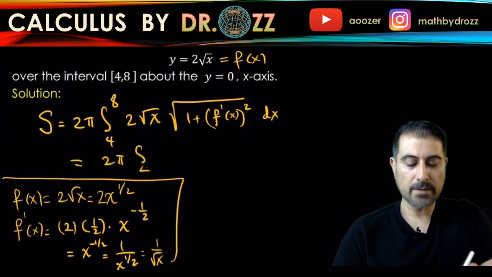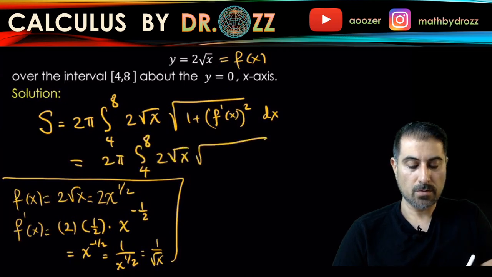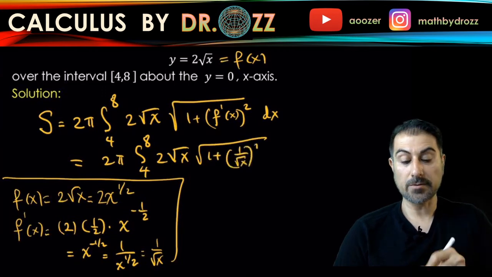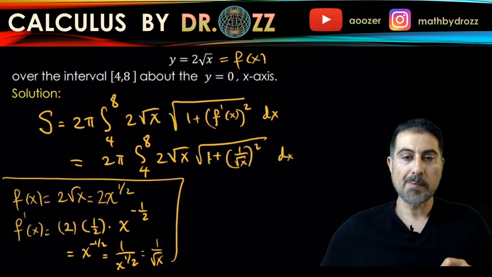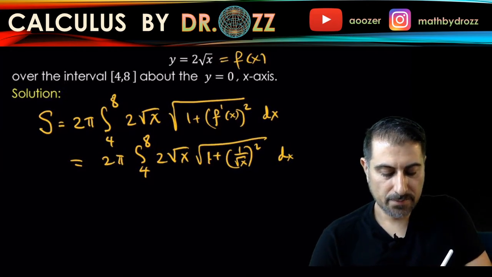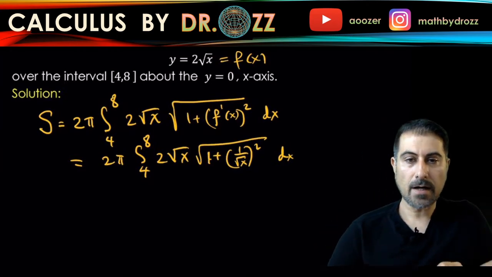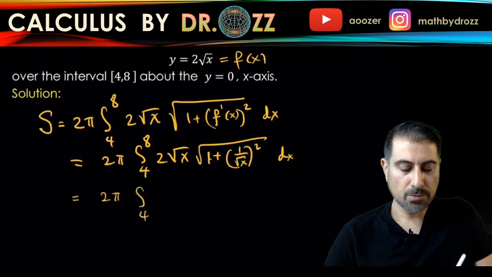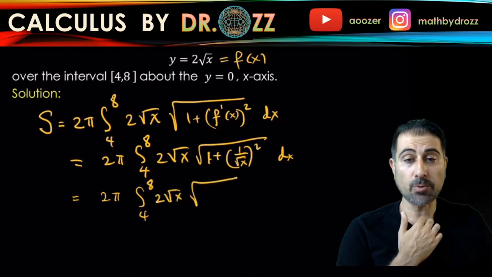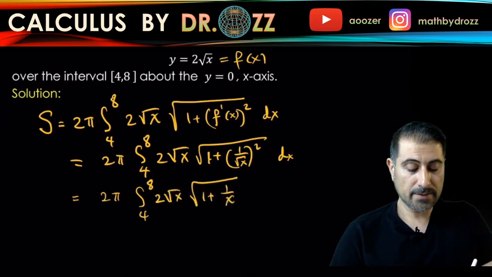So you can go ahead and use this in this formula here. So you have 2 radical x times radical of 1 plus 1 over radical x quantity squared dx. Let me erase this portion real quick. All right, so why don't we simplify this? So we have integral from 4 to 8, 2 radical x, radical 1 plus 1 over x, because radical x squared is just x, so it's 1 over x dx.